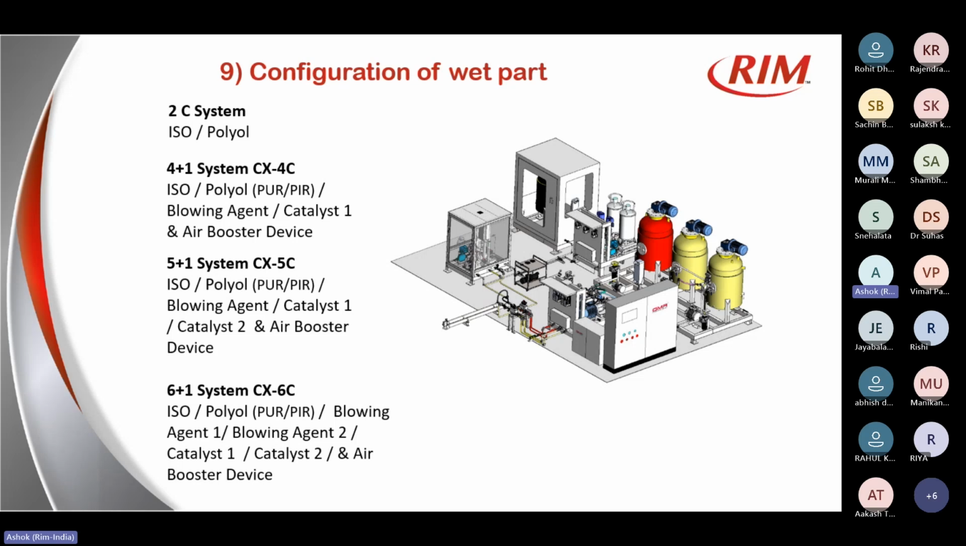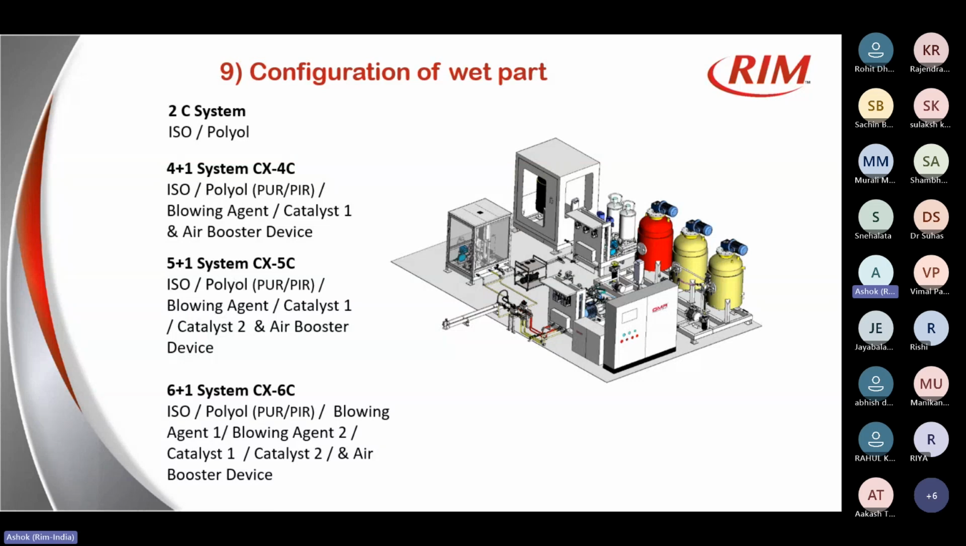The next type is the 5+1 system. Here in the 5+1 system, the configuration is iso, polyol. Polyol of course is with PUR and PIR, two kinds of polyol. Blowing agent, then catalyst 1, catalyst 2, and the air booster or air nucleation.